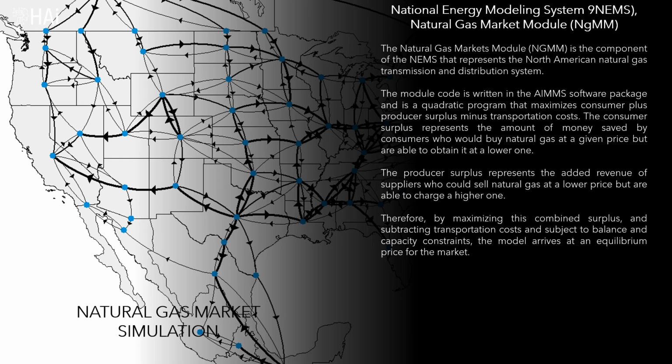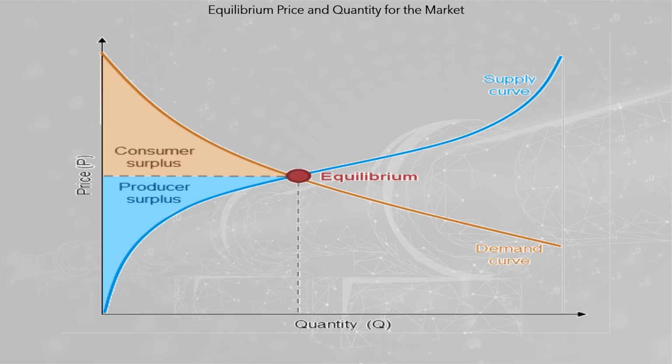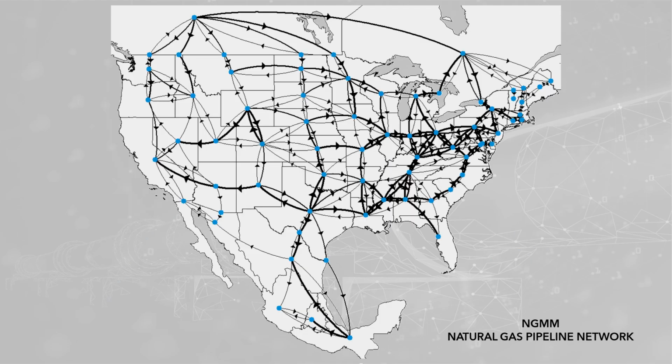The consumer surplus represents the amount of money saved by consumers, who would buy natural gas at a given price but are able to obtain it at a lower one. The producer surplus represents the added revenue of suppliers, who could sell natural gas at a lower price but are able to charge a higher one. Therefore, by maximizing this combined surplus, and subtracting transportation costs and subject to balance and capacity constraints, the model arrives at an equilibrium price for the market. The image presents the NGMM natural gas pipeline network.